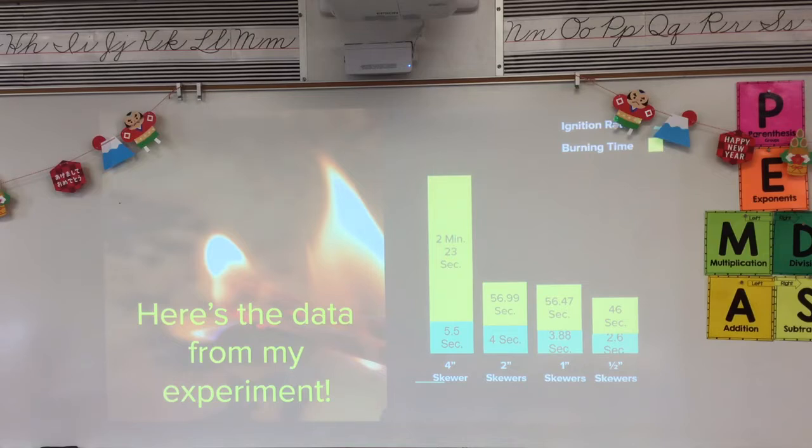So the green is the ignition rate, like how fast it took the wood to catch on fire. And then the yellow is how long it took for the wood to burn. So the shorter the skewers, the faster they caught on fire and the faster they burned.